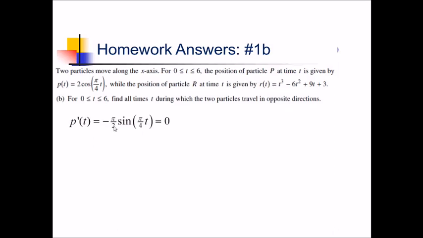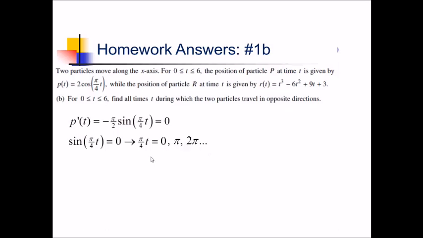So my first step, let me just get rid of this negative pi over 2. If I divide both sides by that, I have sine of pi over 4 t equals 0. And now I'm going to take the inverse sine of both sides. Where does sine take on a value of 0 on the unit circle? Well, that happens at 0, pi, because at 180 degrees you still have a y value of 0, 2 pi, and so on and so forth, basically every integer multiple of pi.